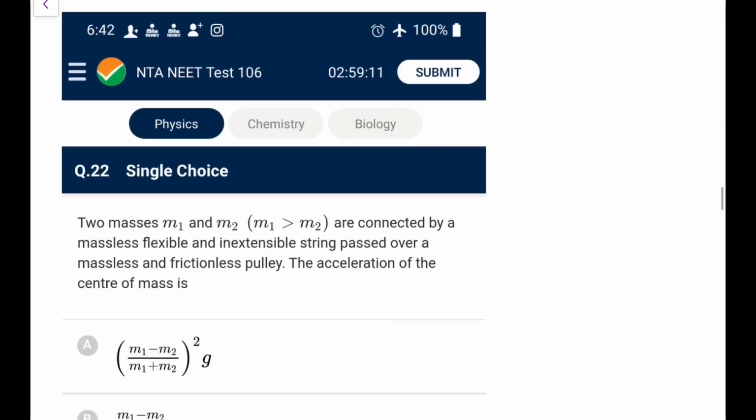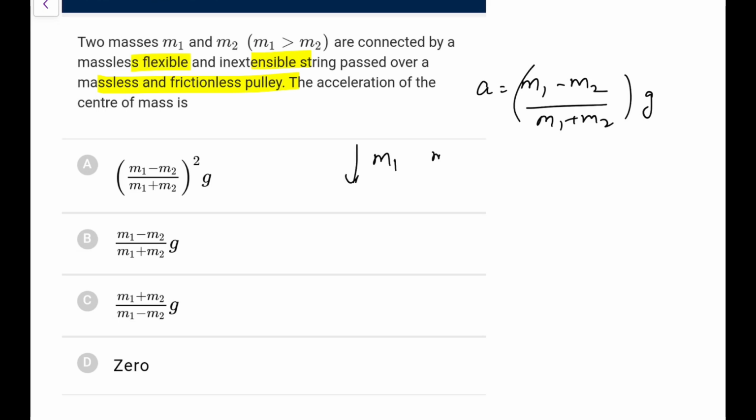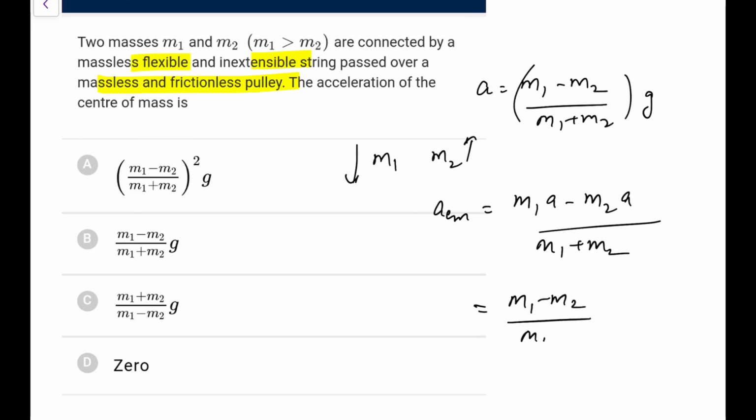Two masses are connected by a massless, flexible, inextensible string passed over a massless, frictionless pulley. The acceleration of the CM is, first of all, what would be the acceleration of both? The magnitude will be the same, that would be m1 minus m2 over m1 plus m2 times g. Now m1 would be going down and m2 would be going up. So acceleration of CM downwards, if I take, would be m1a minus m2a upon m1 plus m2. So it would be m1 minus m2 upon m1 plus m2 times a, which is m1 minus m2 over m1 plus m2 whole squared into g. So going by this, option A is the most appropriate.